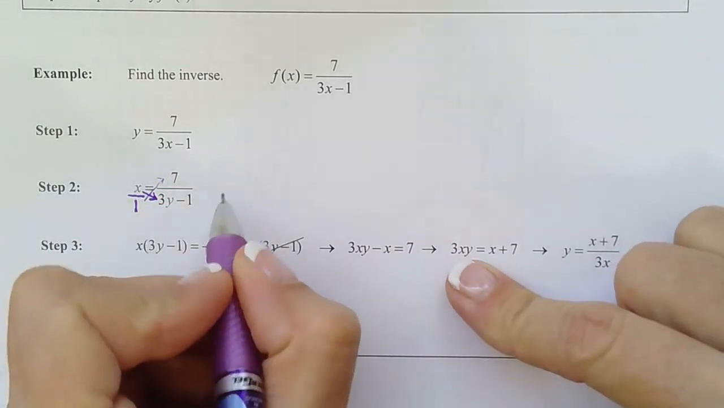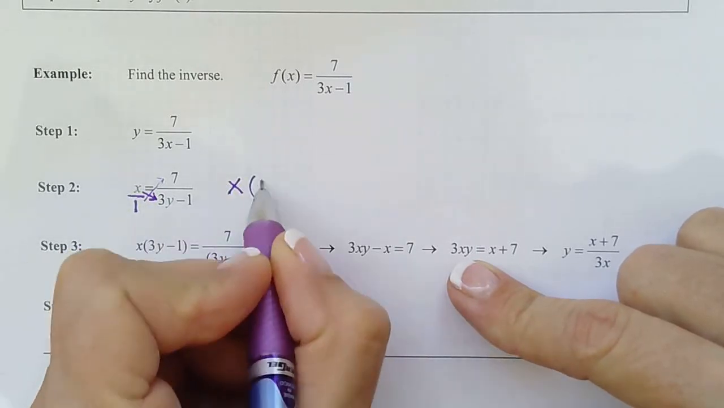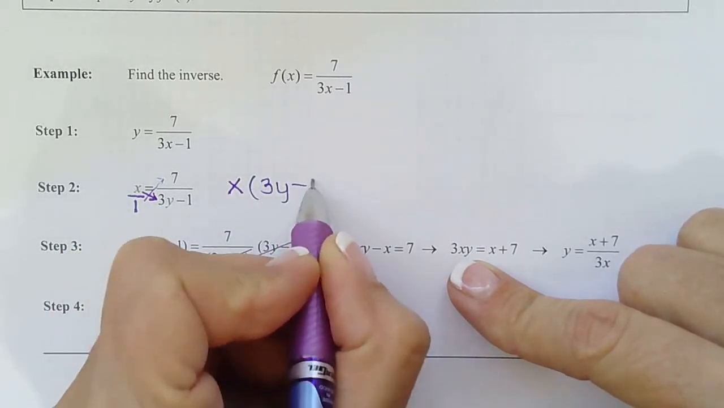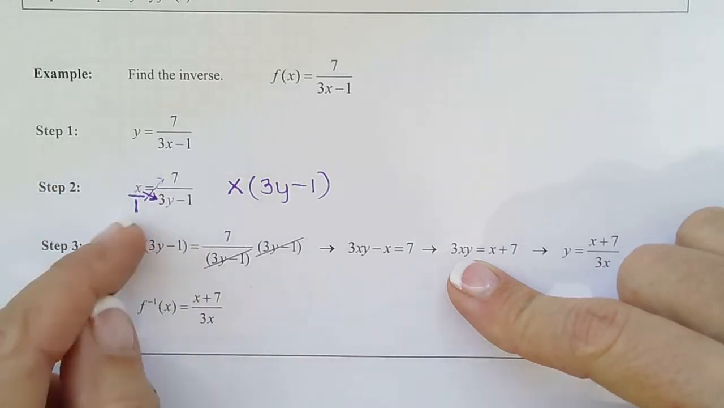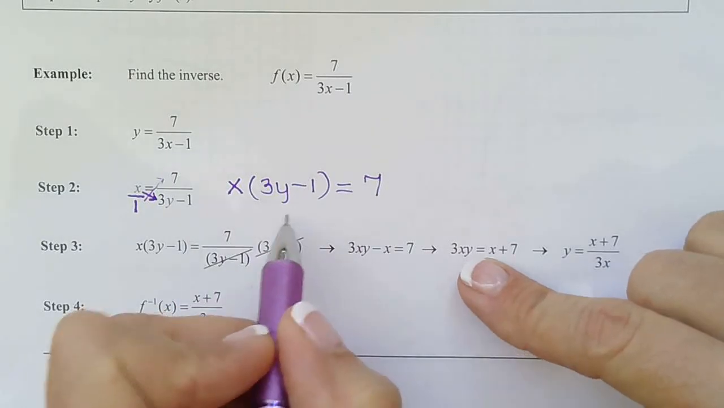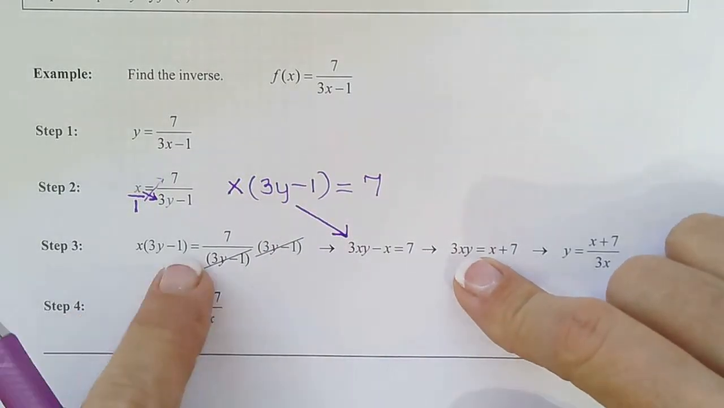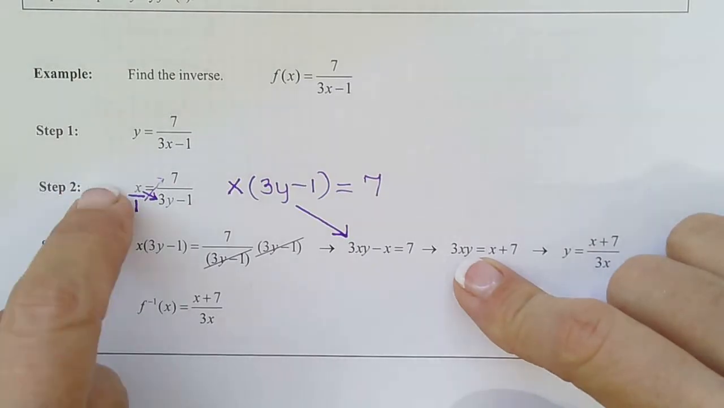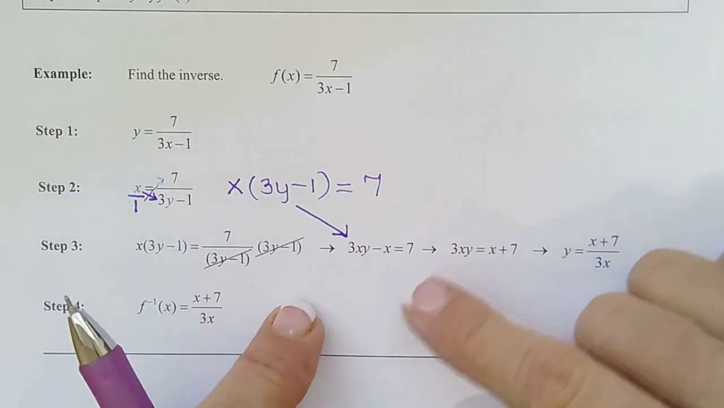So let me just do my way just so you can see the steps. So x times 3y minus 1. So that's the first cross product, equals the second cross product, which is 7. And then from there, that's where they got this. So I cross multiply rather than use LCD, but you could multiply both sides by the LCD too. It's the same thing. And we did that in chapter 5.